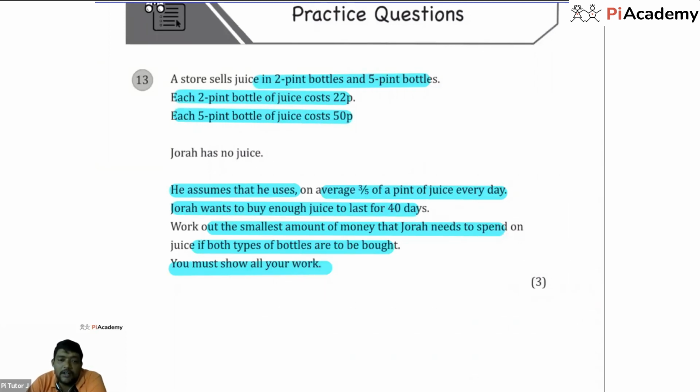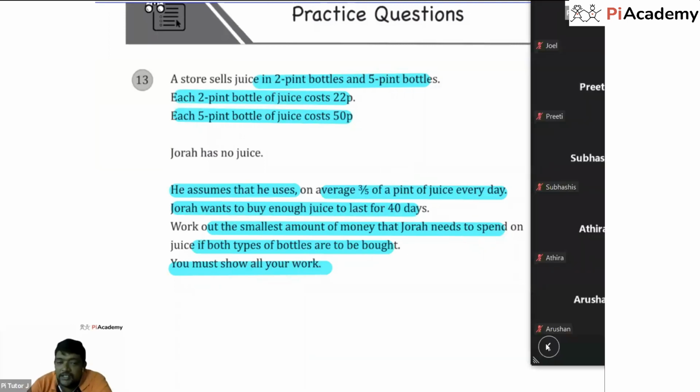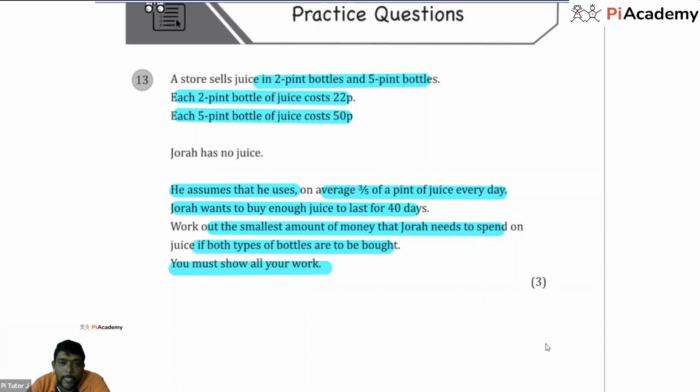Done, sir. Done? Oh, good. Yes, what is your answer, guys? Those who are finished? Ishan, yes, go ahead, Ishan. I think 4 5-pint bottles and 2 2-pint bottles. I mean, work out the smallest amount of money. He's asking you the total money.